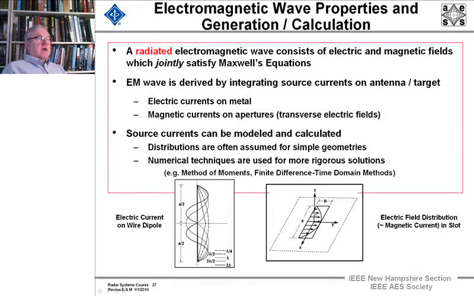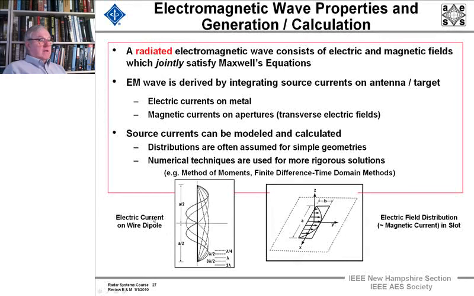Okay. Now, an electromagnetic wave is really just a set of electric and magnetic fields that jointly satisfy Maxwell's equations. So electric currents can be set up on metal surfaces and magnetic currents on apertures, and we can generate fields by integrating over the areas of the electric currents and magnetic currents that are changing with time on these different apertures or on metal. The source distributions can be modeled and calculated, and the field can be calculated from these models.